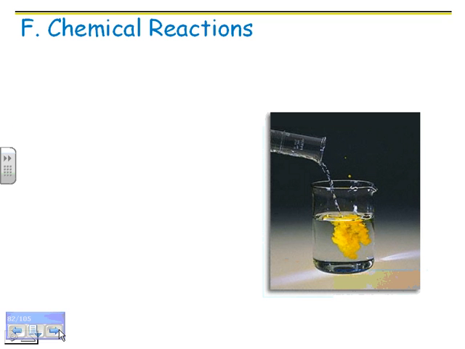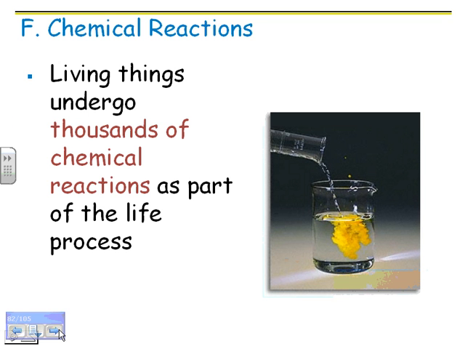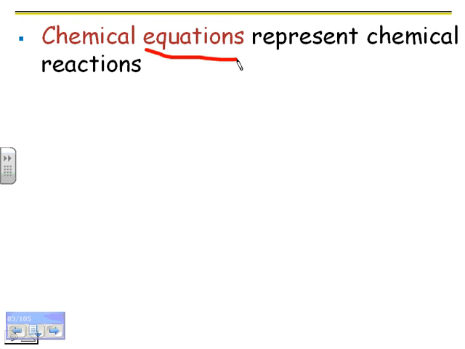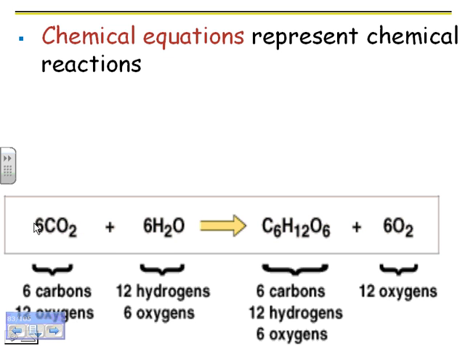Chemical reactions. Living things undergo thousands of chemical reactions as part of the life process. Chemical equations represent chemical reactions. So this is the way we write chemical reactions. Here's one very, very important chemical reaction. Oh, it makes glucose? It makes glucose.